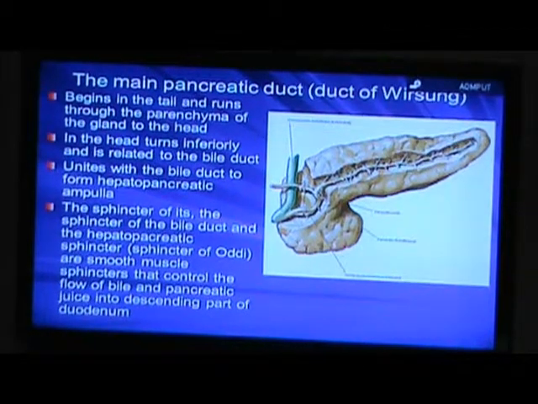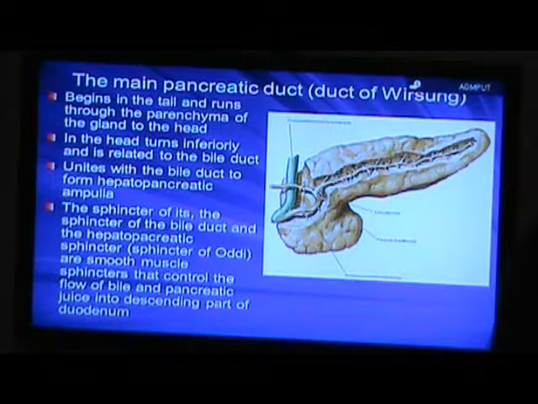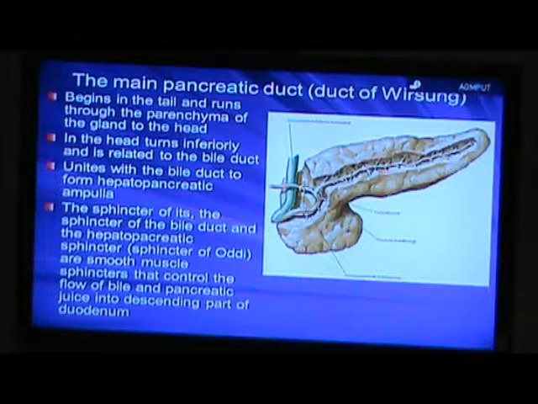The main pancreatic duct, or duct of Wirsung, as it is commonly called in clinical language, begins in the tail of the pancreas and runs through the parenchyma of the gland to the head. In the head, it turns inferiorly and is related to the common bile duct. It unites with the common bile duct to form the hepatopancreatic ampulla.